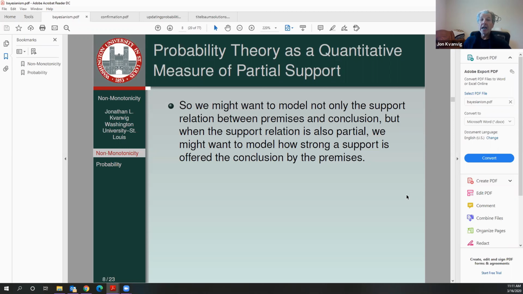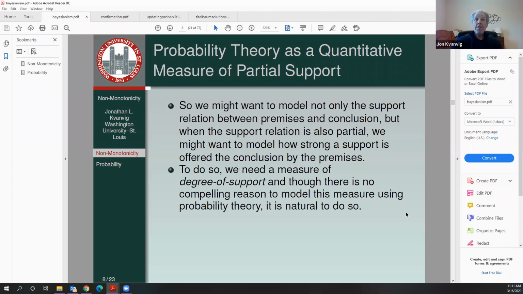Some people use the language of analog and digital, which is a binary notion. A digital switch is either on or off. An analog switch comes in degrees. So you can say monotonic logic is digital. Non-monotonic logic better be analog in some way or other. To do this, we need a measure of degree of support. And though there's no compelling reason that we have to do it this way, it's natural to use probability theory.